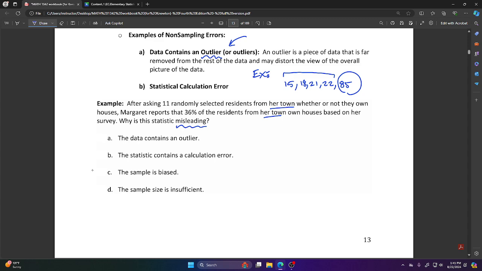So I need to pick the best option here for why this is bad. Why is this wrong? So what do you think? Give me what you think. D, you think it's insufficient sample size. We only got 11 people, and we're talking about an entire town. Yeah, I know, right?